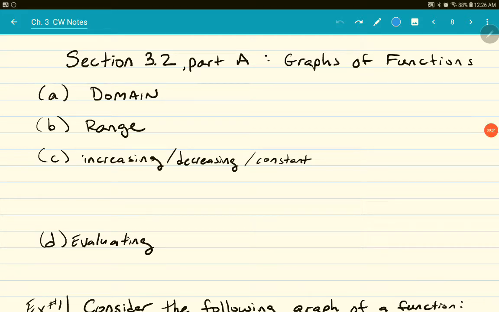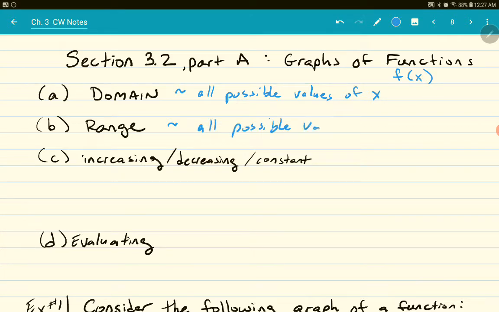In section 3.2, we're going to look at graphs of functions, and I want to reintroduce these four concepts. So domain we talked about before, and that's all with the whole function. I'm going to call our function f of x. The domain is all the possible values that x can take on. And the range is all the possible values that get mapped to, so those are all the possible values of y, or f of x.